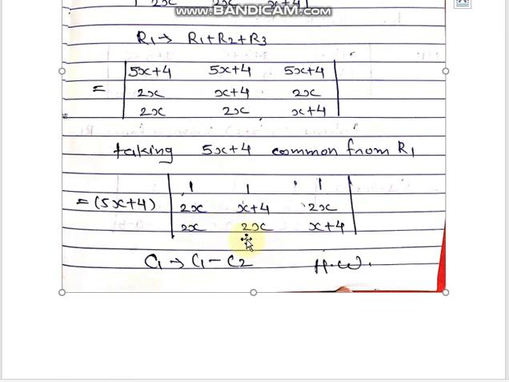Here 2x minus 2x, again it will be 0, and 2x minus x will be x minus 4. Okay, so from first column you can take x minus 4 common, and then you can expand it. Okay, so you will get the desired result.